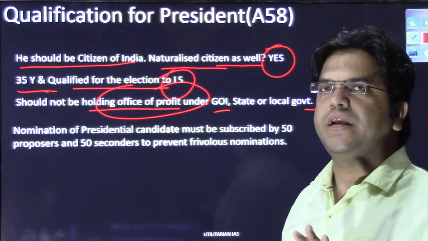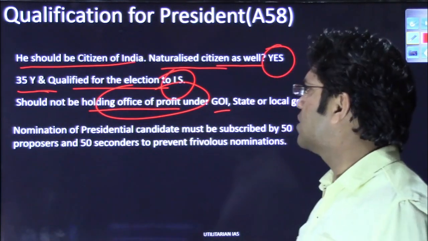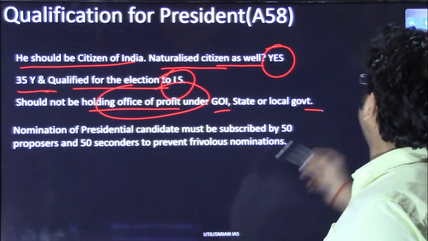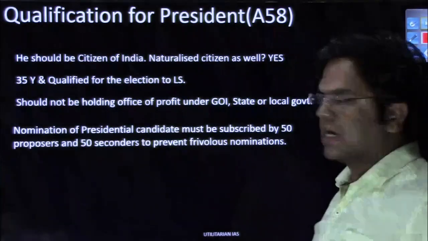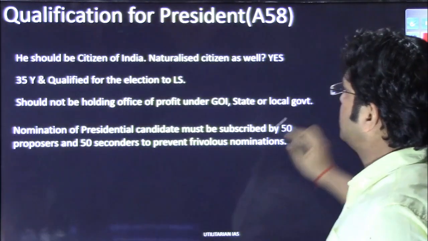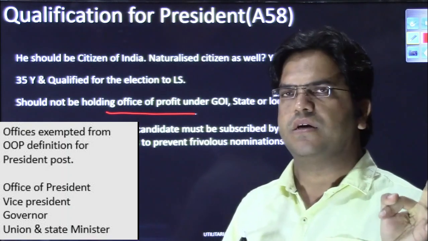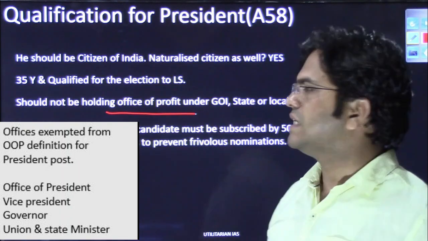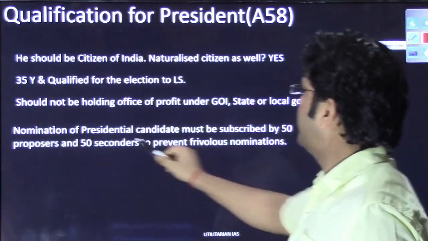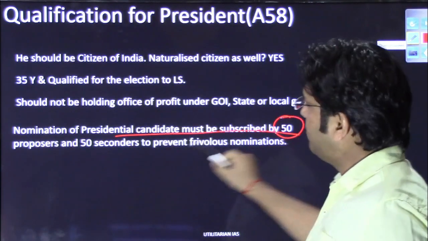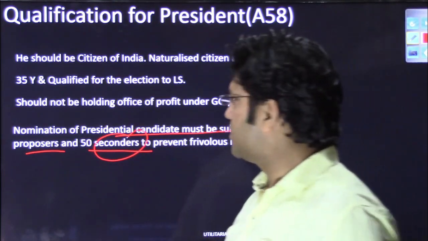So if you are holding a post like president or vice president or council of ministers in union government or council of ministers in state government, right, you can still run for presidential election, and those offices will not be considered as falling under this office of profit. So those offices of president, vice president, council of ministers in union government and council of ministers in state government have been exempted, right? And the next qualification is that the nomination of presidential candidature must be subscribed by 50 proposers and 50 seconders, right? So many people have confusion between this proposer and seconder.